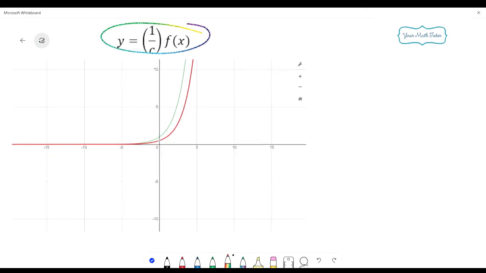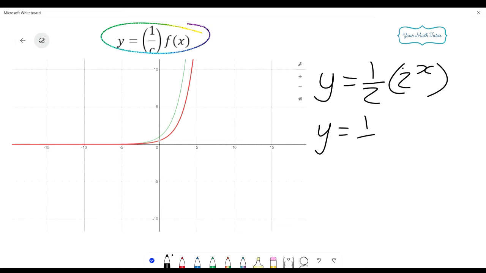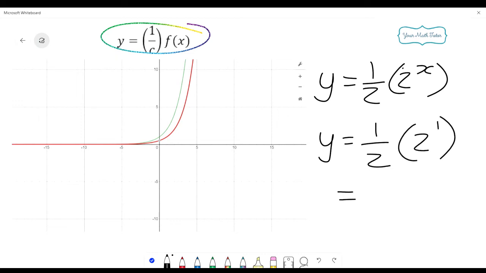Okay, now for this transformation, which divides our graph of f(x) by the factor of c, what we get is y is equal to a half times 2 to the power of x, right? So for x is equal to 0, we get y is equal to 1 over 2 times 2 to the power of 0, which equals a half. And then for x is equal to 1, we get y is equal to 1 over 2 times 2 to the power of 1, which equals 1.